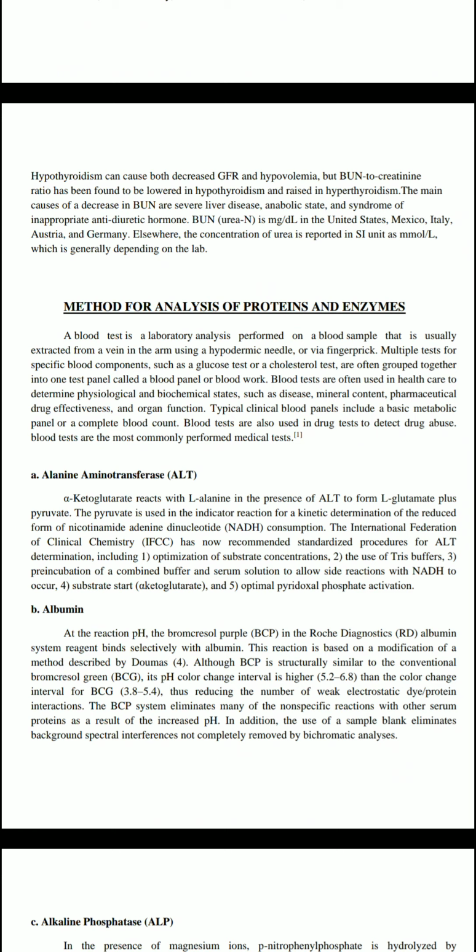The main causes of a decrease in BUN are severe liver disease, anabolic state, and syndrome of inappropriate antidiuretic hormone. BUN, that is blood urea nitrogen, is reported in milligrams per dL in the United States, Mexico, Italy, Austria, and Germany. Elsewhere, the concentration of urea is reported in SI units as mmol per liter, which generally depends on the lab.